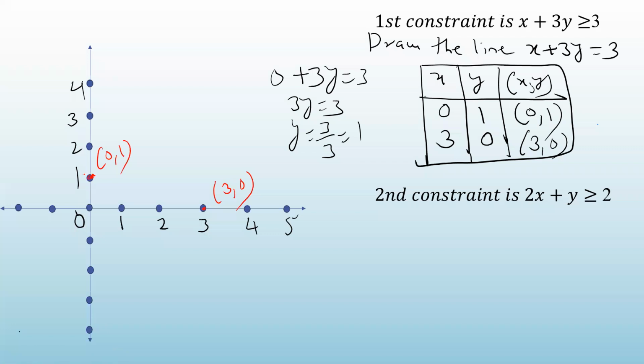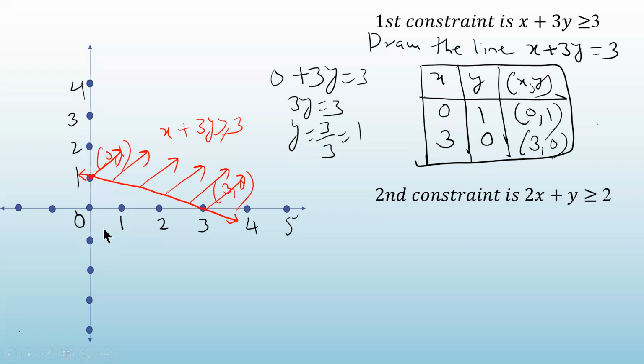0, 1 and 3, 0. This is that line. But I want this region, x plus 3y greater than or equal to 3. As before in the previous problem, you see that this region greater than or equal to 3 will be the region above the line. So the region which I'm indicating by red arrow, everything from here to here and this arrow, this region is x plus 3y greater than or equal to 3.